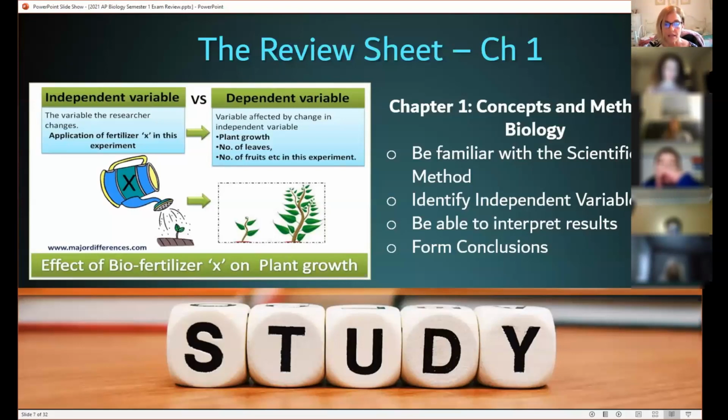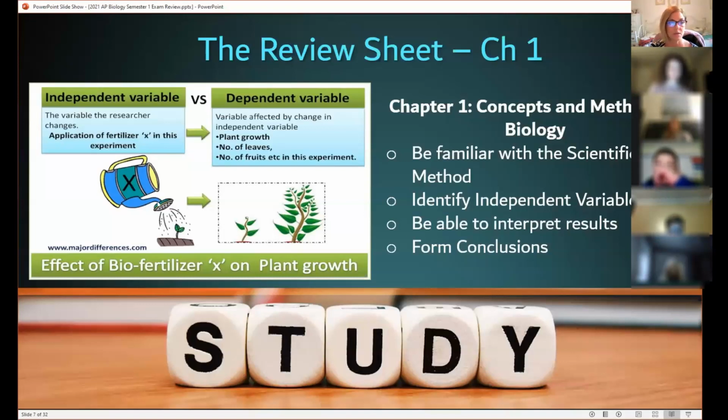So first of all, in chapter 1, the only things you're going to really need to do with the scientific method is identify independent and dependent variables, interpret results, and form conclusions. Okay, so you'll be given experiments and it'll ask you, what is the independent, what is the dependent, what would be a conclusion, okay? So remember, the independent variable is the thing that you are personally changing.